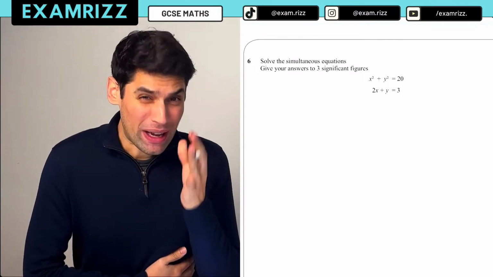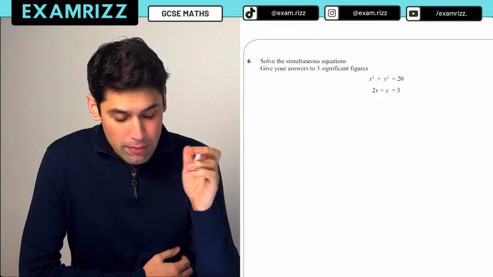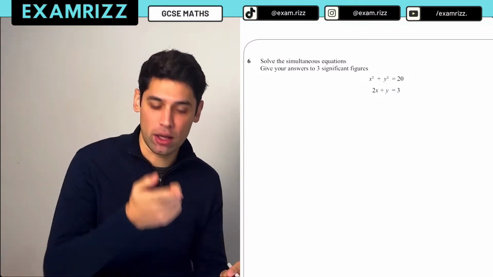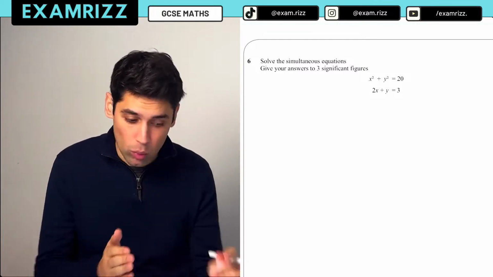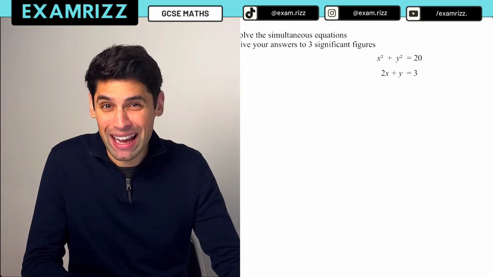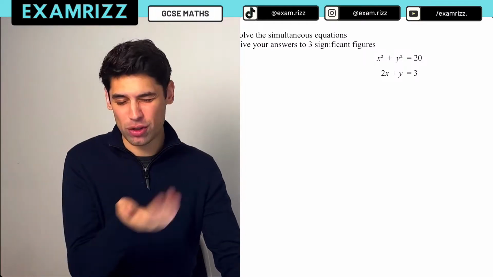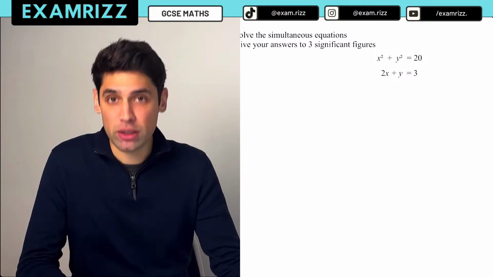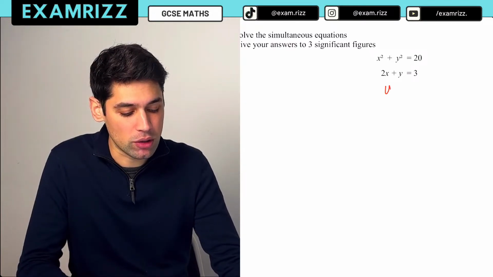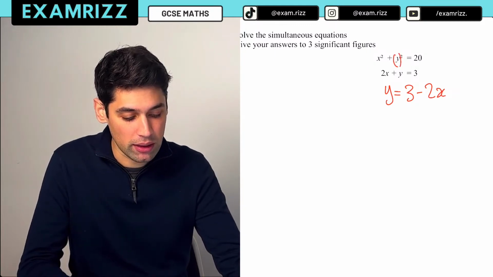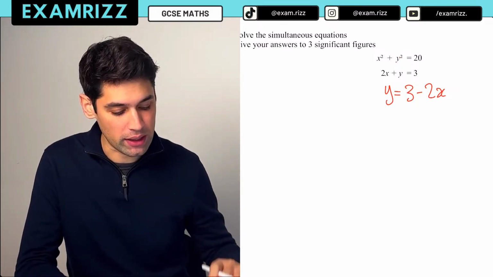So remember, when we're dealing with quadratic simultaneous equations, the first aim is to make either x or y the subject so we can plug it into the other one. Now, the obvious one here, I'm hoping you'd agree, is making y the subject. If we make x the subject, that means we have to divide by 2. We're going to have fractions. That's not nice. We don't like fractions in algebra. So let's make y the subject. The way we do that, quite simply, is by minusing the 2x. Y equals 3 minus 2x.